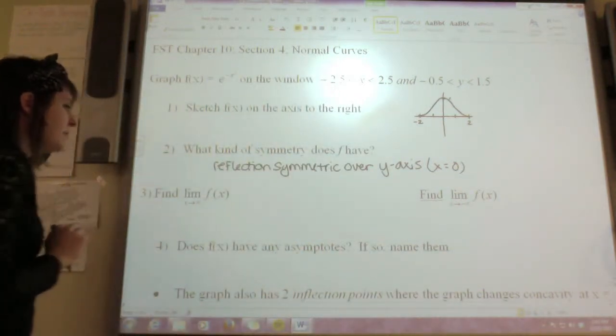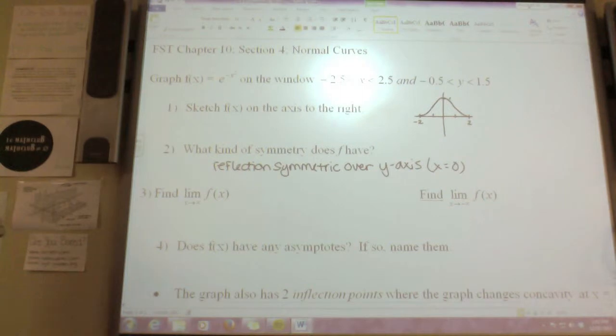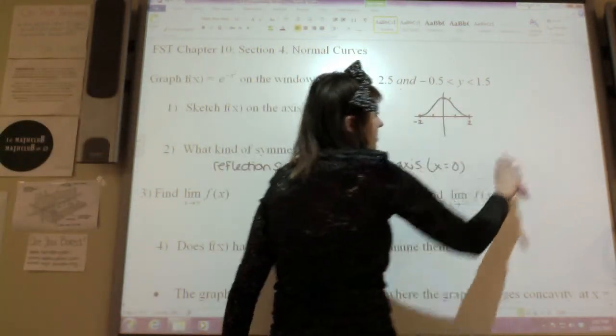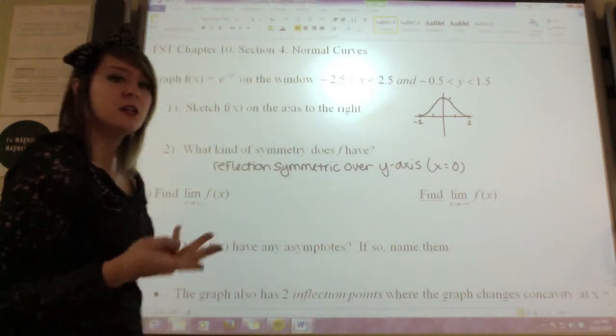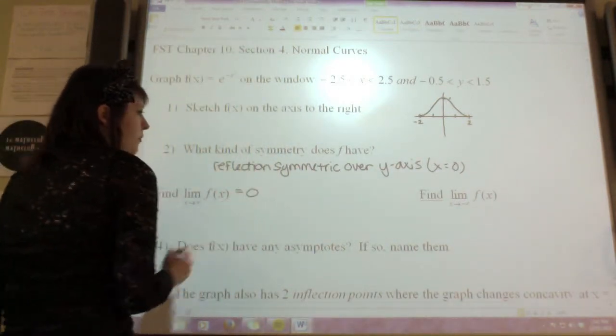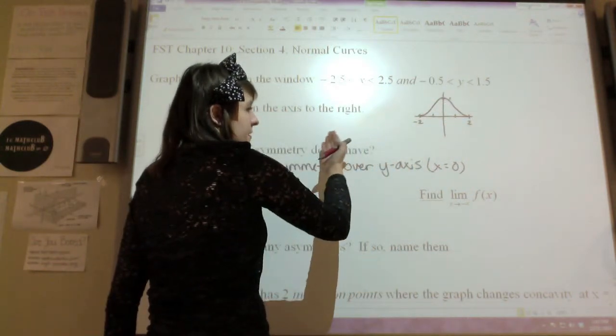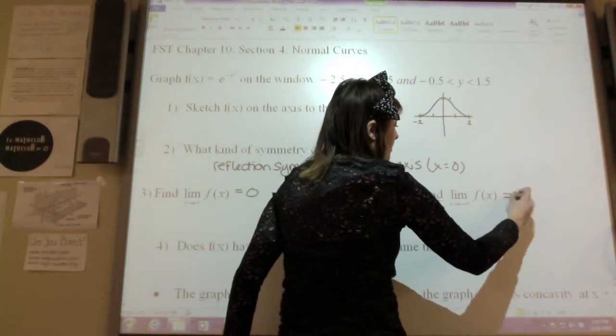Okay, if I want to find the limit as x approaches infinity, let's think about this. As my x values are getting larger, what value am I approaching? The answer is 0. And what about the limit as x approaches negative infinity? Well, as my x values are getting smaller, again, this is still approaching 0.